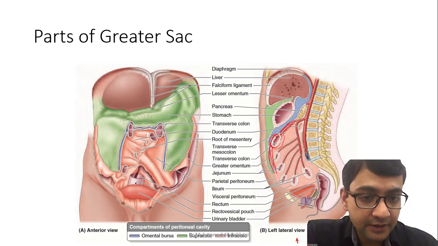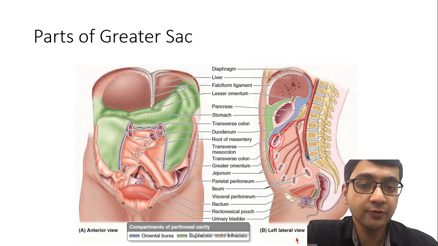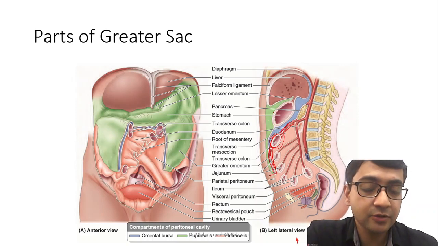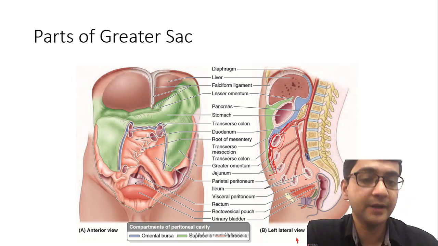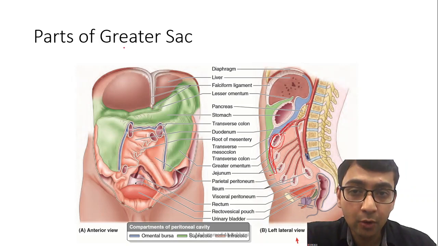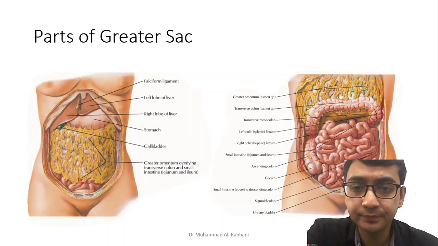Everything that is above this drawn line is considered to be a part of the supracolic compartment. Here you can see that above this line it is labeled in green. Everything below and behind it is considered to be a part of the infracolic compartment. Remember, I am only talking about the greater sac. The lesser sac remains in its place, just like we discussed before.